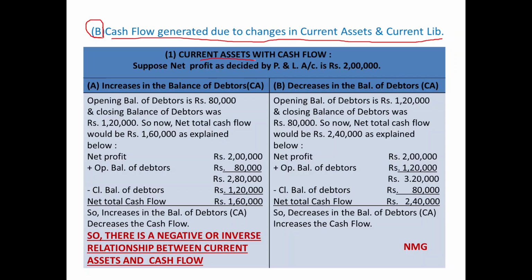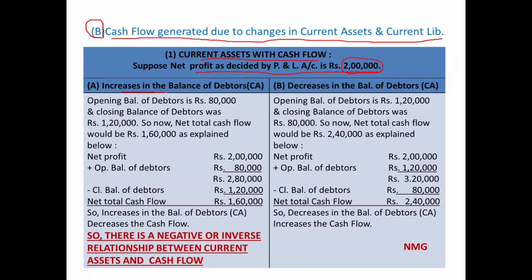Current assets first. Current assets with cash flow. Suppose net profit as decided by the profit and loss account is rupees 2 lakh. Means you converted net profit into cash profit, completed the first reporting, and you decided profit rupees 2 lakh under the cash flow from operating activities. Now you are reporting the second sub-reporting of the changes in current assets and current liabilities. We are discussing current assets' relationship with cash flow.